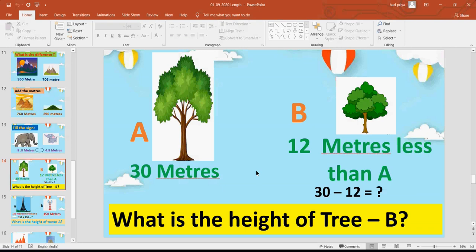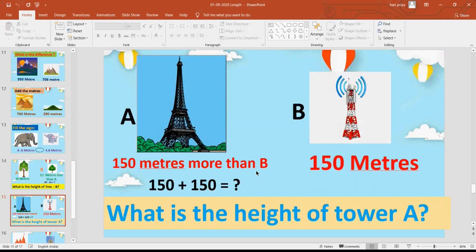Okay. So the answer is 18. So let me shoot out the next question. I hope my screen is also moving.